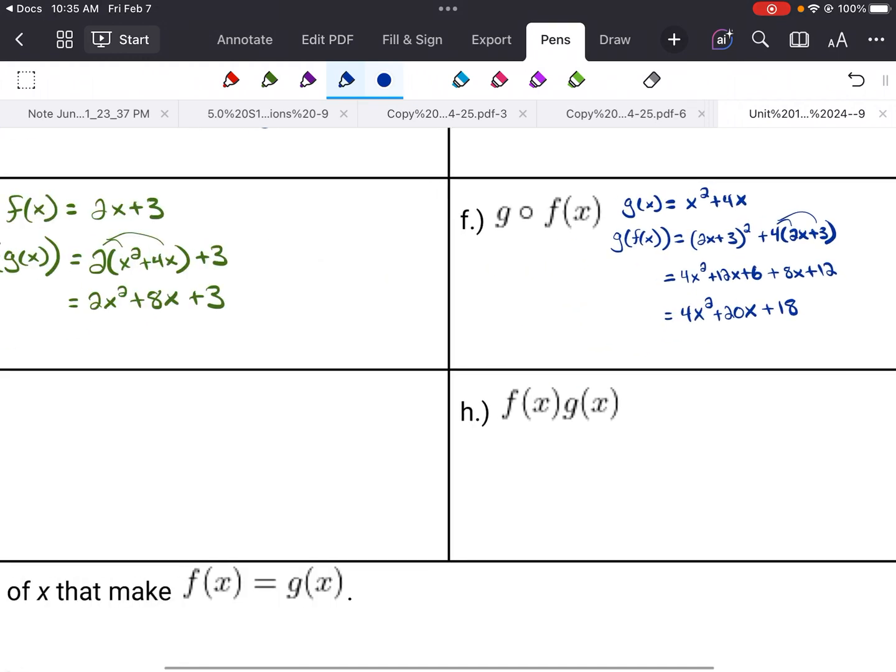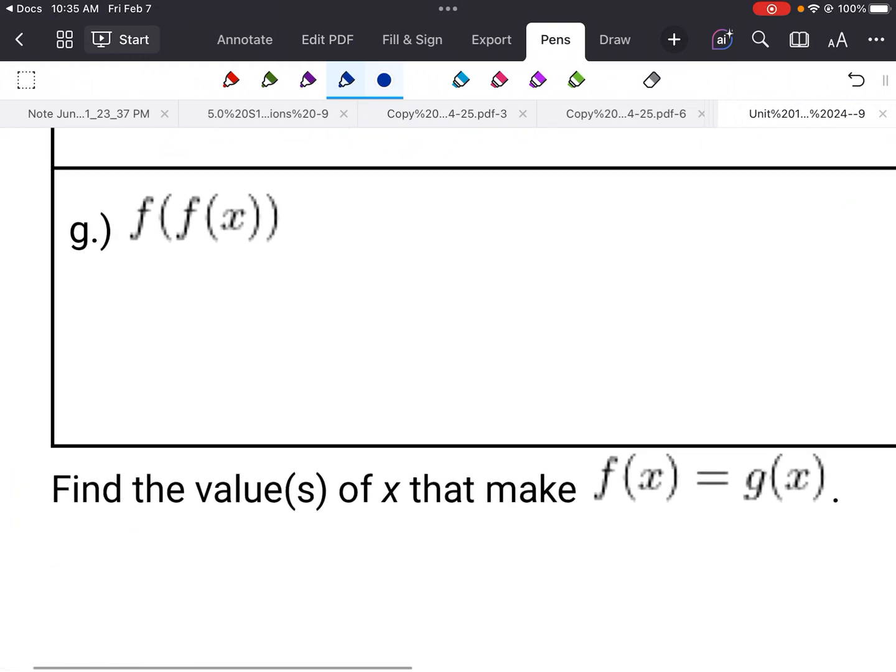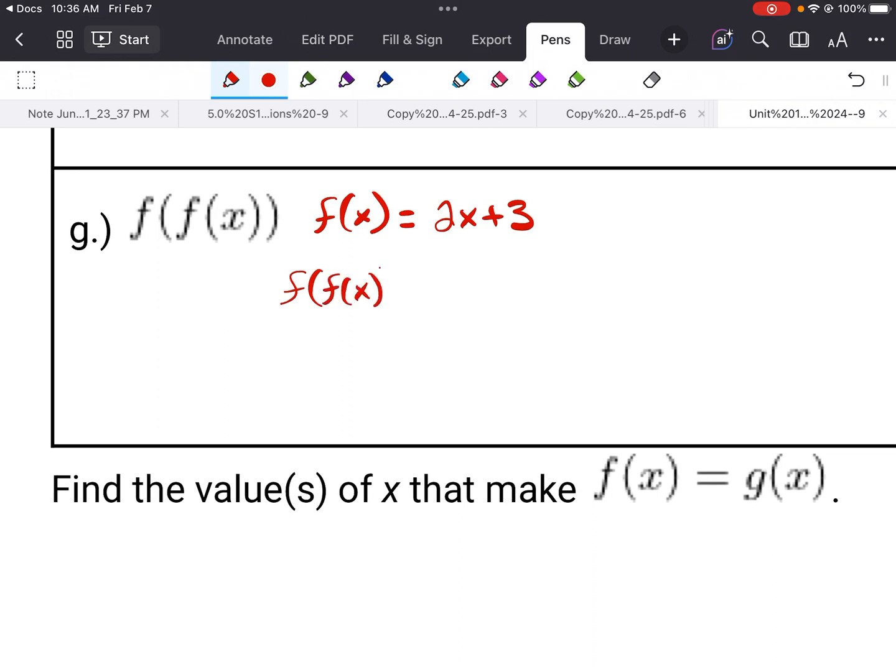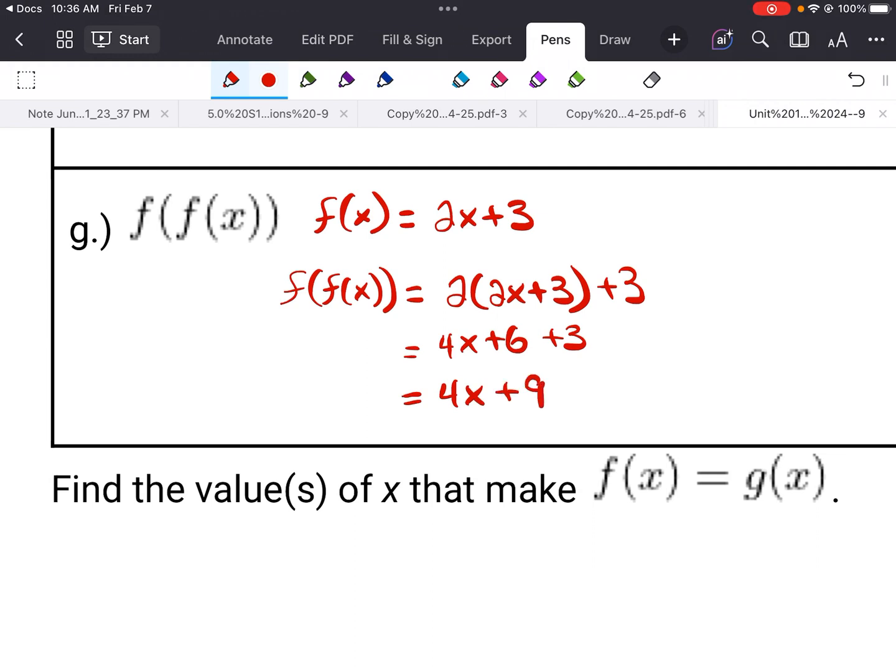Okay, we're almost there. This is an f of f. So again, our f function is 2x plus 3. And we are going to replace the x with 2x plus 3. So we have 2 times 2x plus 3 plus 3. We distribute to get 4x plus 6. We collect like terms to get 4x plus 9.